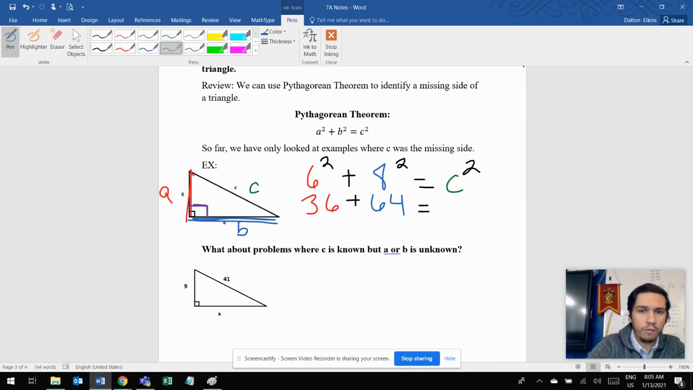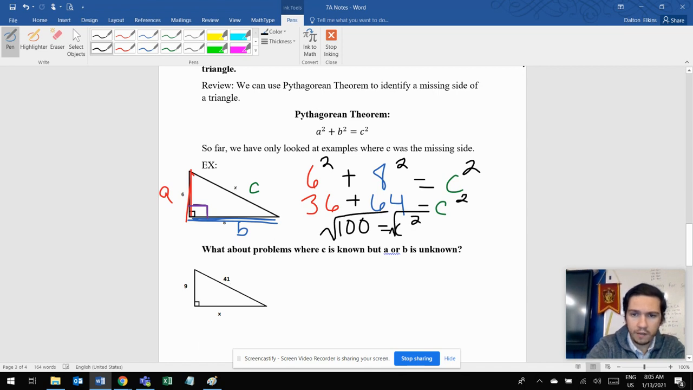This is, again, just review of what we've already done. Could then add those together and get 100, which is equal to c squared. Square root both sides and get 10 is equal to c. So I know that this missing side here is 10. So that is using the Pythagorean theorem to find the hypotenuse. But what if the missing side is not the hypotenuse? It's not the side c.